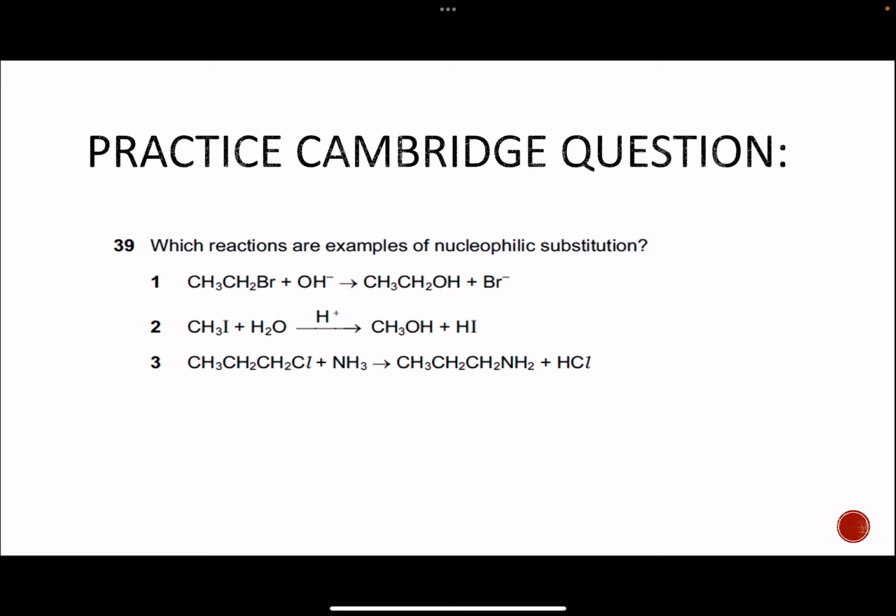So, did you get it right? Reaction 1. That's a nucleophilic swap. Yes. Reaction 2. OH minus an iodine swap. That's a nucleophilic swap. And reaction 3. That's the one we just looked at, I believe. Nucleophilic swap. All 3.